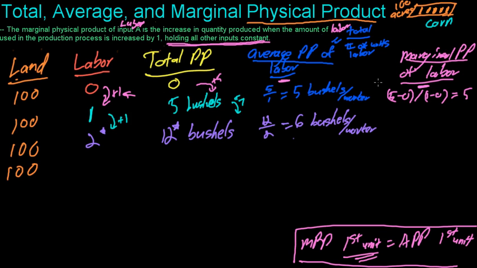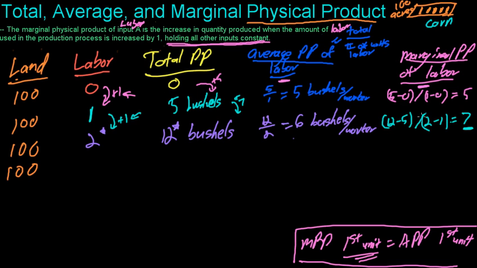But the marginal physical product of the second unit of labor is going to be 12 minus 5, which is where I got the 7 from, divided by 2 minus 1, which is where I got this 1 from, right here. So 2 minus 1 is 1, and 12 minus 5 is equal to 7. So the second worker had a marginal physical product of 7 bushels of corn. I don't have room to write bushels, so I'm not going to. So that second worker had a higher marginal product than the first worker.